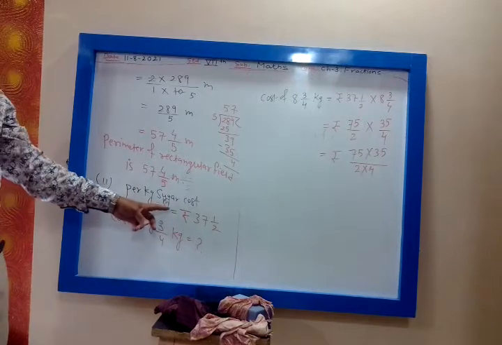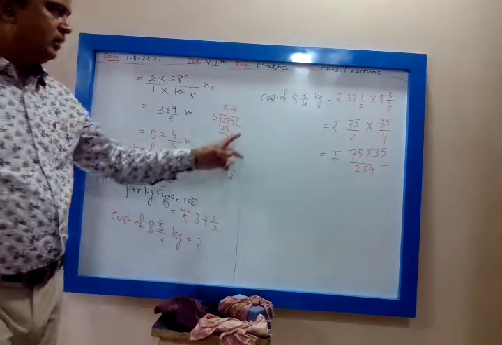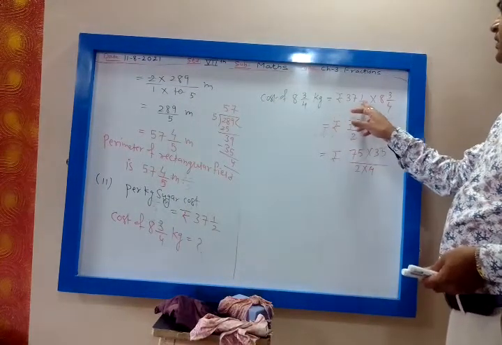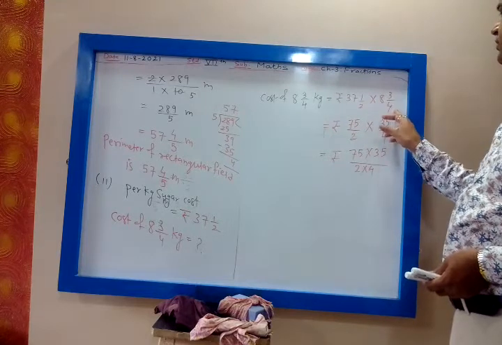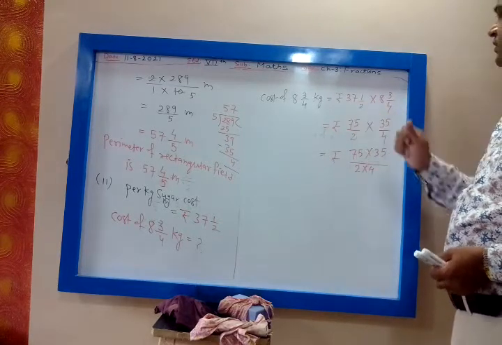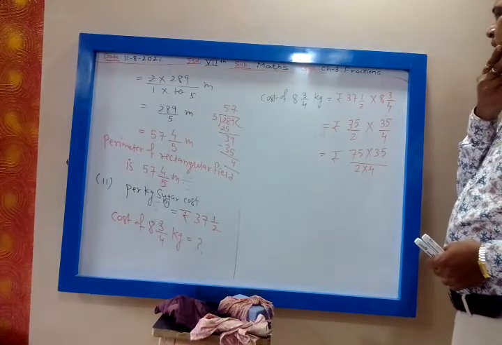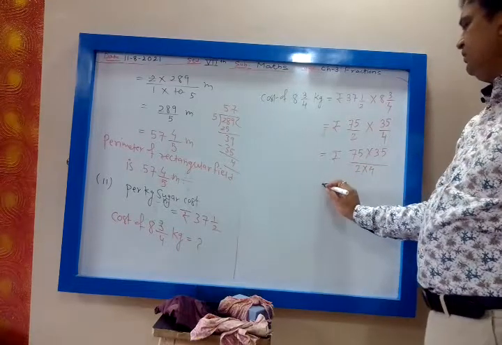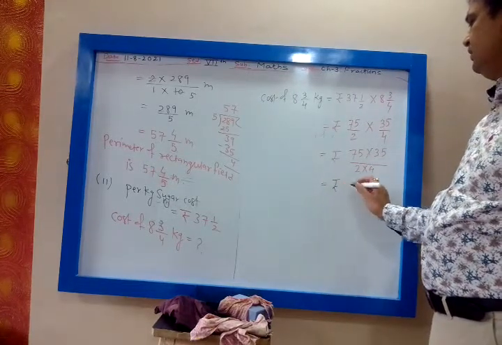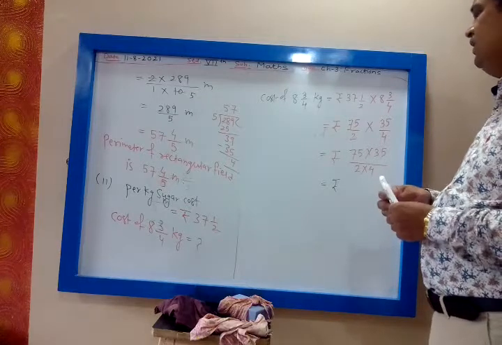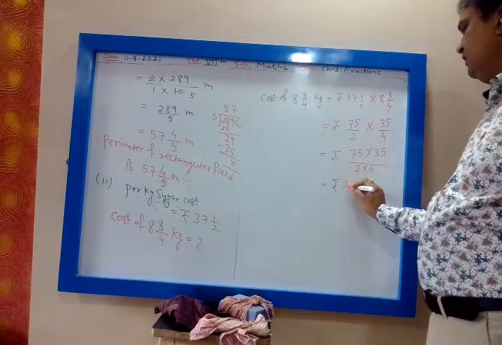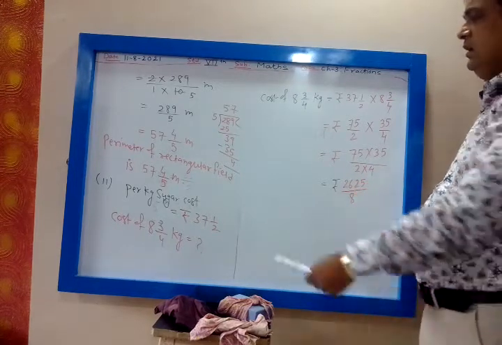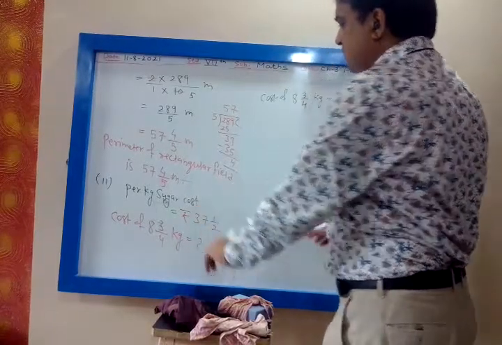Per kg sugar cost, cost of 8 2/3 by 4 kg is rupees 37 2/1 by 2 multiplied by 8 2/3 by 4. 37 2s are 74. So multiply them. 75 into 35 multiply. 2625 upon 8. But the question is given in mixed fraction.